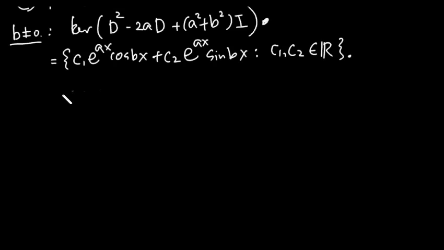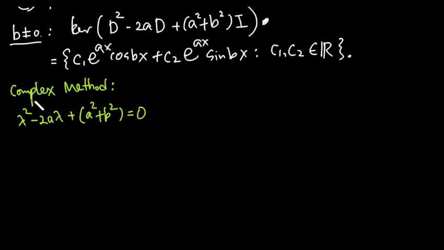So let's consider the equation lambda associated with this operator and see how we actually go through the complex analysis to get these answers. Here's a complex method, and we turn this operator expression into a lambda expression, where lambda here is a complex number, possibly involving imaginary numbers.